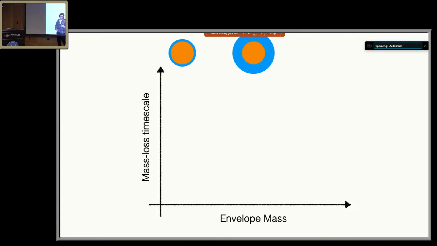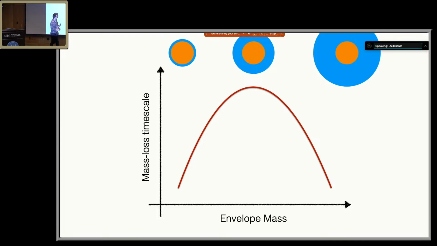So as you add envelope mass, your mass loss time gets longer and longer. Then you reach the point where the envelope dominates the radius of the planet, and the mass loss timescale comes back down. So you end up with something like this. And now you have your tens to 100 million years of action from the star where you can drive these powerful outflows.